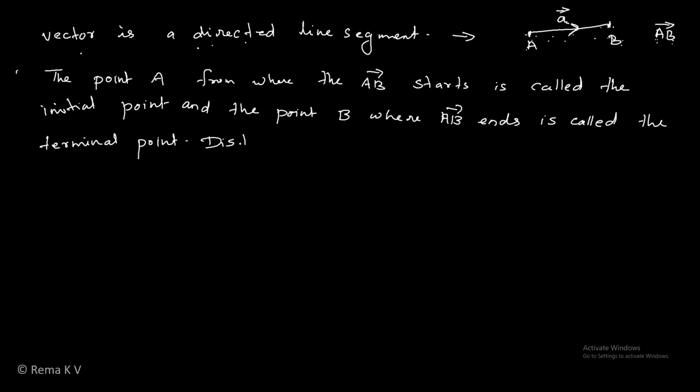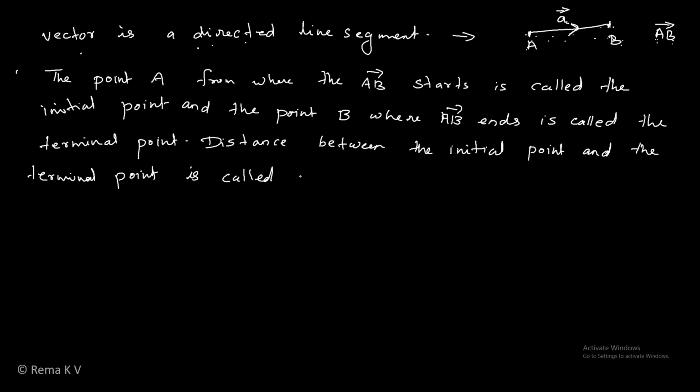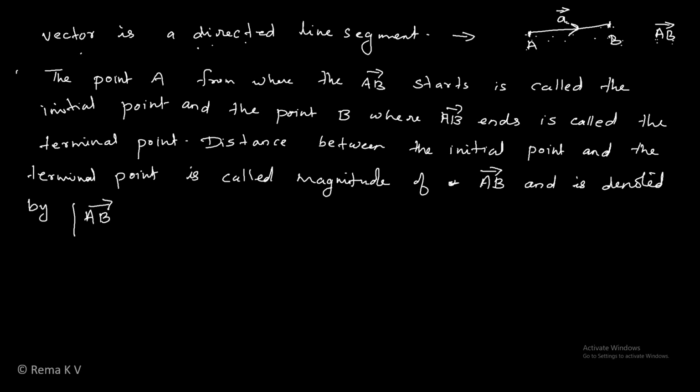Also the distance between the initial point and the terminal point is called the magnitude of the vector AB, and is denoted by modulus of vector AB or modulus of vector A, or you can write this simply as A.